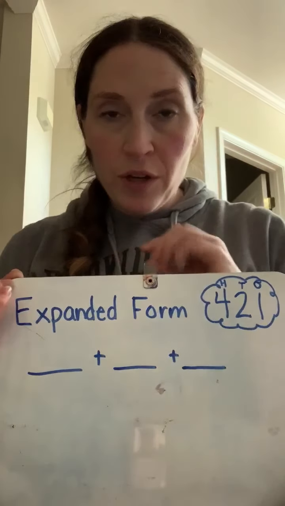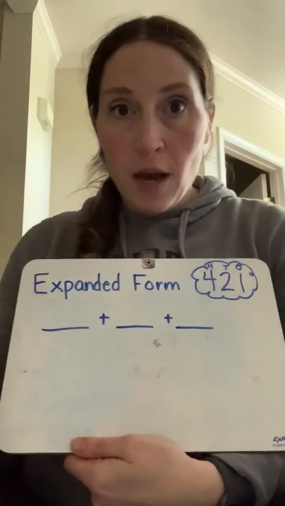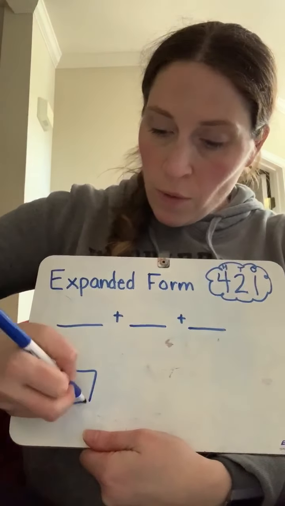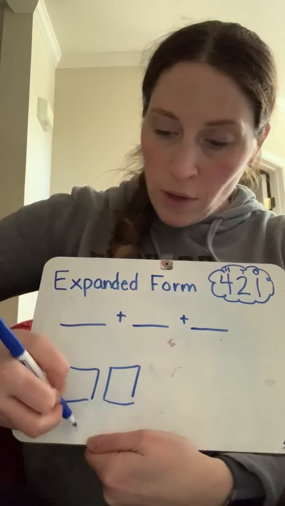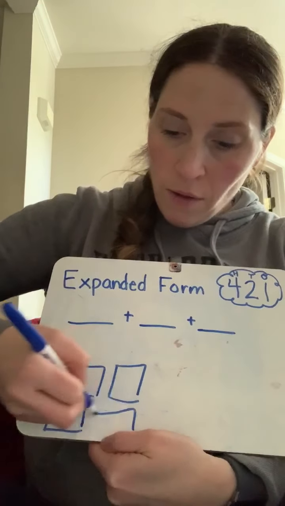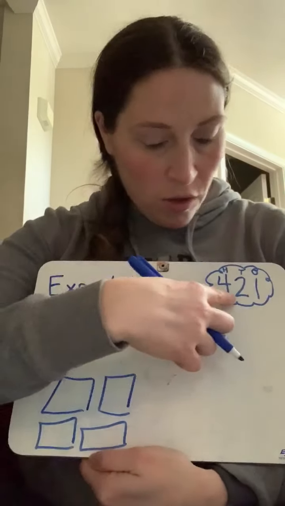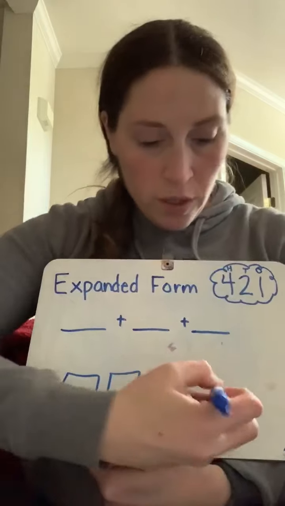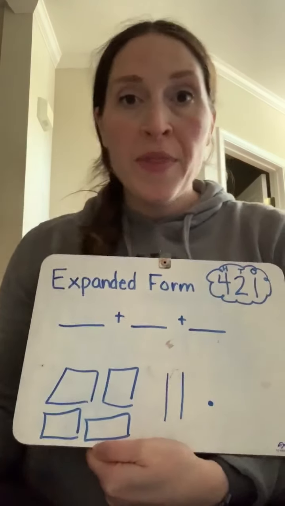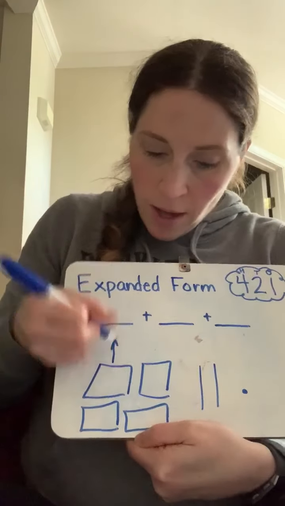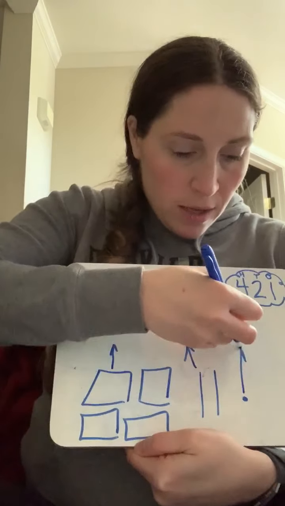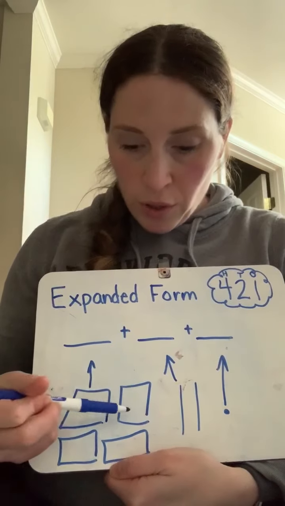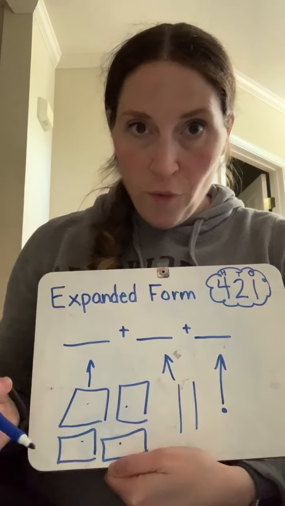What you can do first to help yourself is draw this out using your base 10 blocks, so you have 4 hundreds. You could draw 1, 2, 3, 4 hundreds. You have 2 tens, so we'll draw 2 ten sticks, 1, 2, and you have 1 one, so we'll draw 1 one. Then you can use those to help you see the numbers that you're breaking it apart into. When we count this, it's 100, 200, 300, 400.